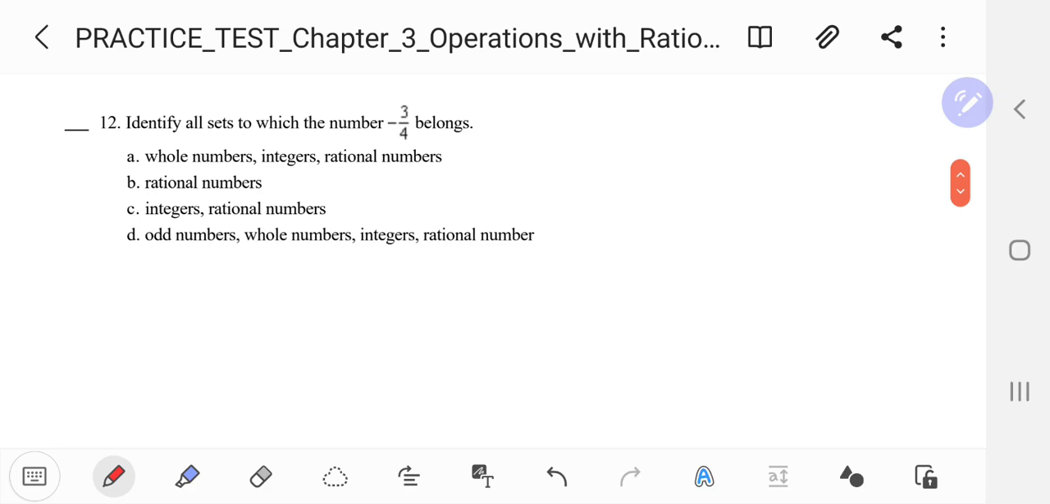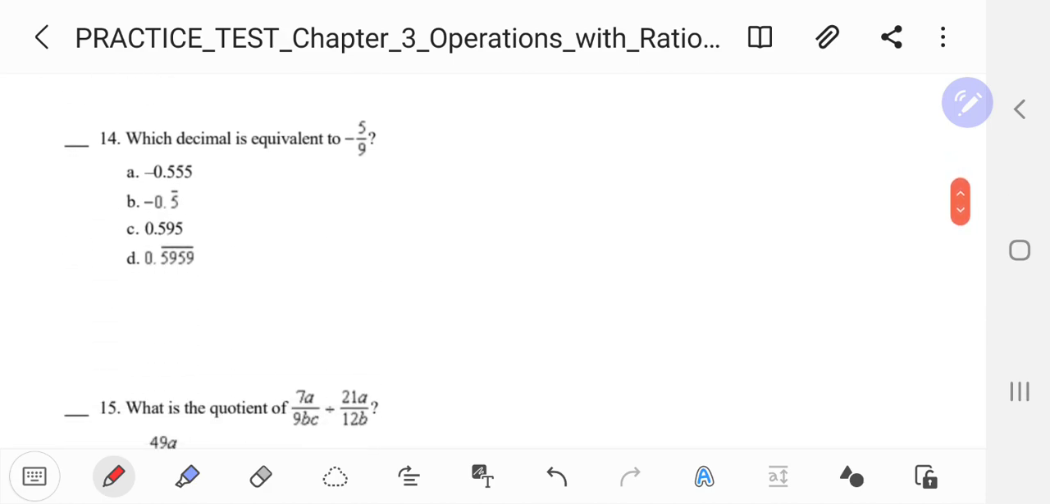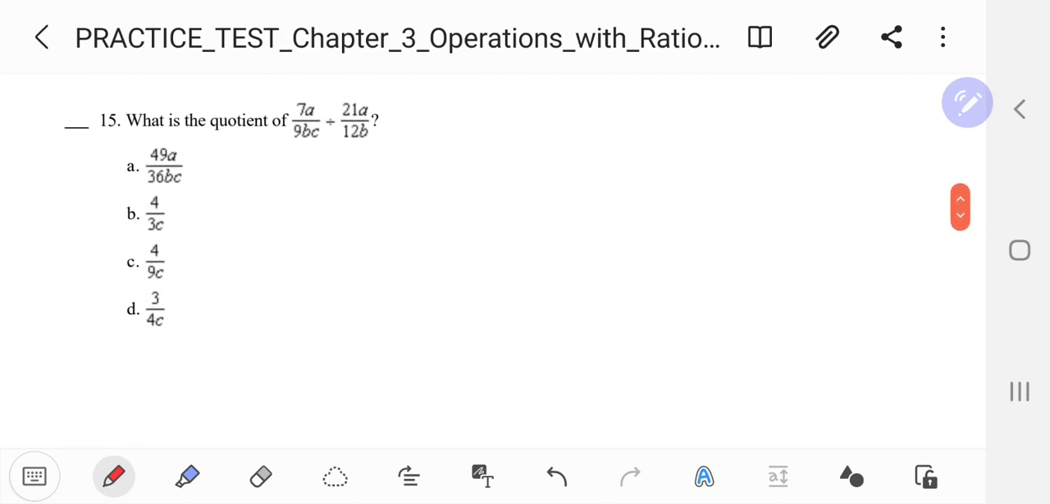Otherwise, for the most part, we did fairly well. Those are just the quick ones I wanted to go over. I wanted to go over 15 as well. I'm looking at my notes here. Okay, 15. Here we go.